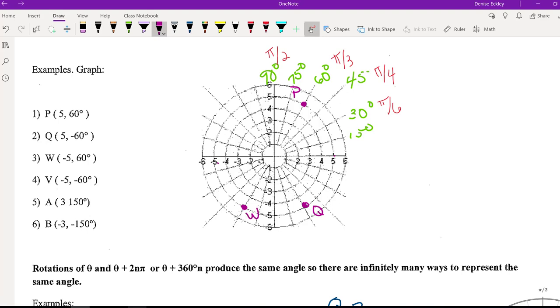Point V is at negative 5, negative 60 degrees. So that would be in the second quadrant there. That's V. And our next one is A.